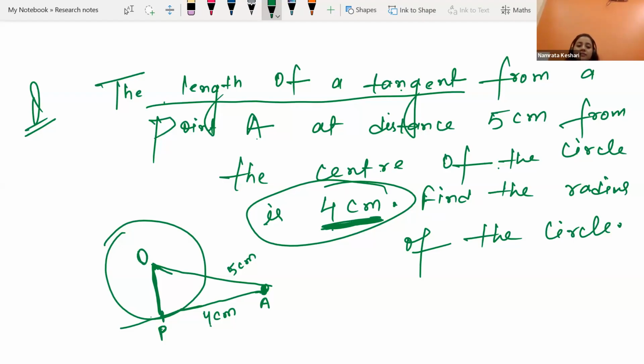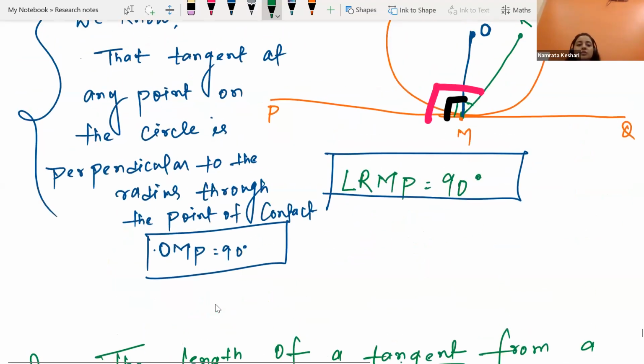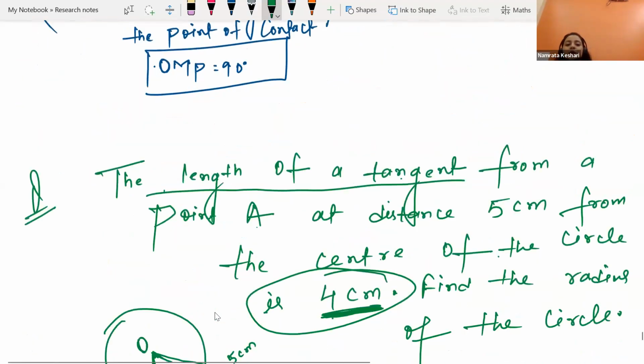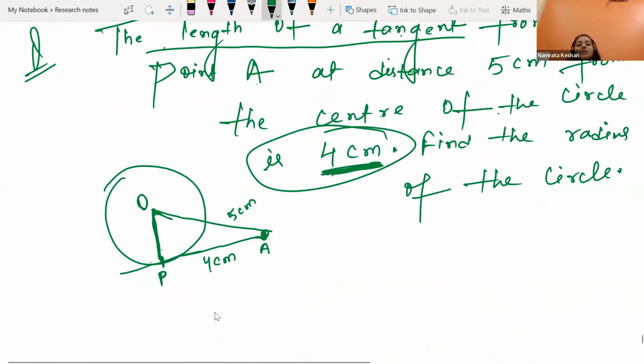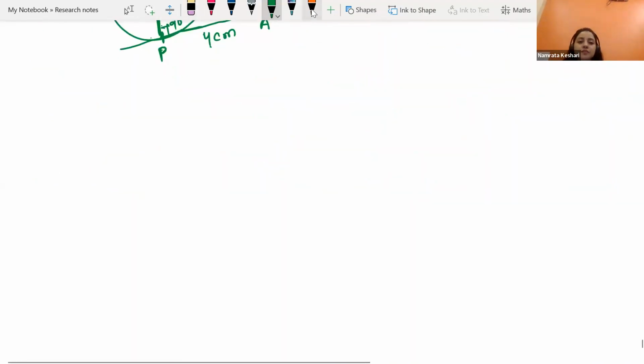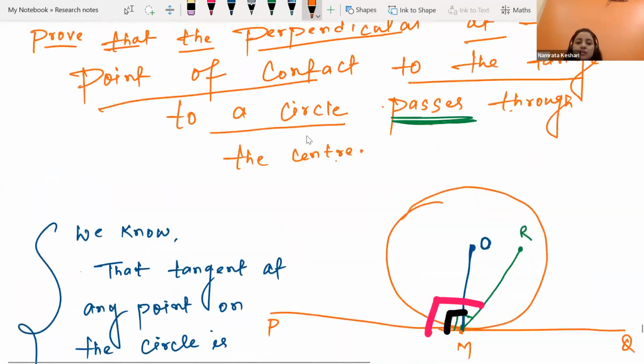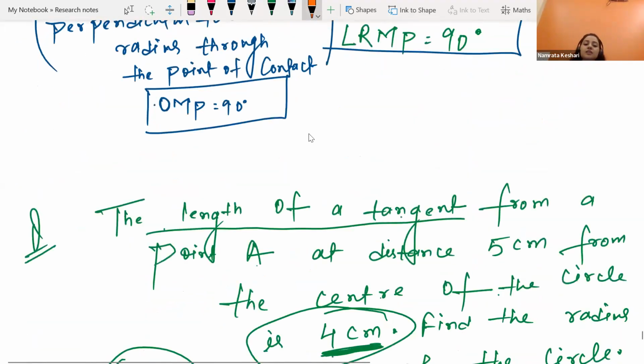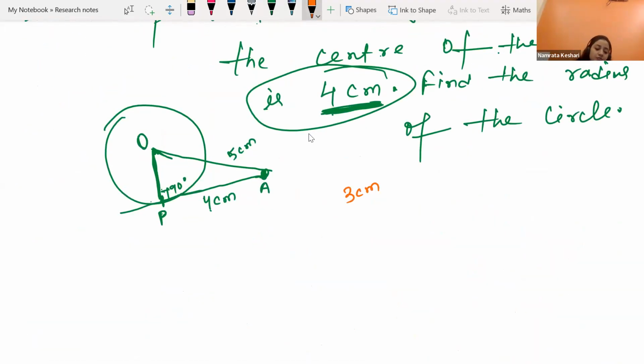Ibad. Yes. Okay, so we have to find OP over here, and we know the theorem which I have written over here: the tangent at any point on the circle is perpendicular to the radius through the point of contact. So this will be 90 degree, and you are having a right angle triangle. Easily you will be able to find OP, right? Shall I leave this question? Yeah. Sir, I got the answer as 3 centimeter. Okay, you got the answer as well? Great. It will be 3 centimeter. Let's move.